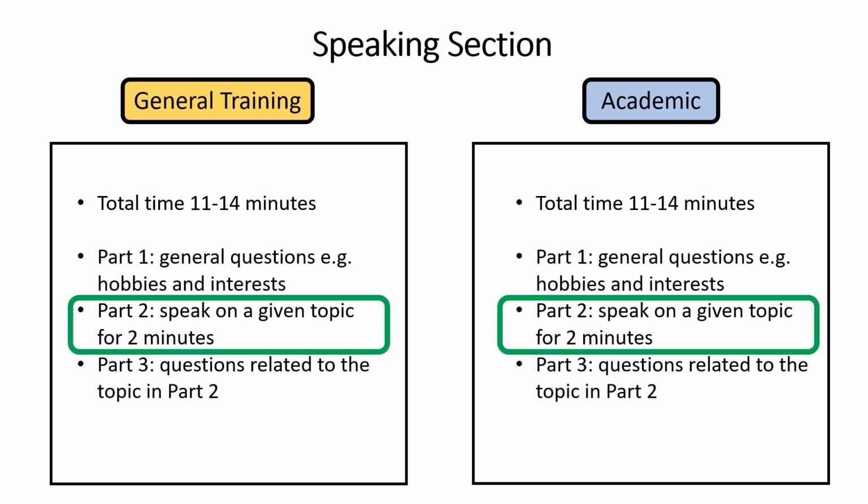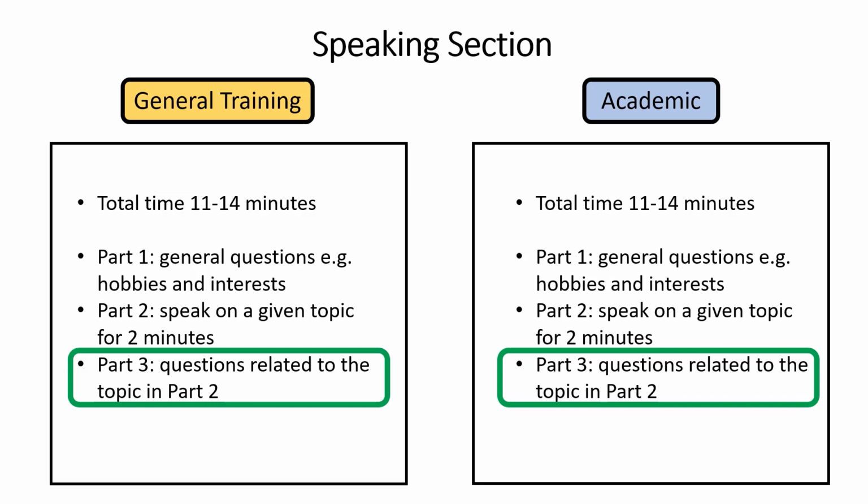In part 2, you will be given a cue card with a topic, and you will have 1 minute to prepare and then 2 minutes to speak on the topic. Make sure you don't speak less than 2 minutes. You can speak more, but the examiner will stop you when the 2 minutes are over. In part 3, the examiner will ask you more abstract questions related to the topic in part 2. It's more like, based on the response that you give, they will come up with more questions from that topic.